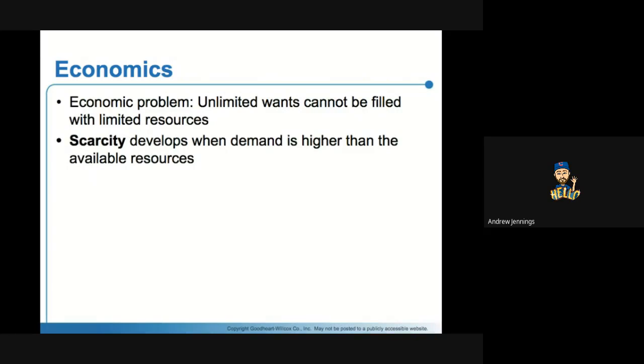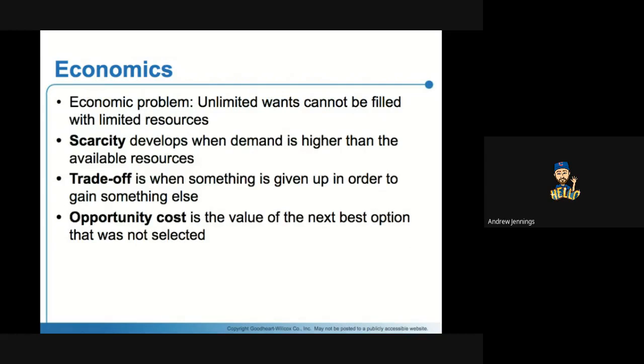So with scarcity come two different things, a trade-off and an opportunity cost. A trade-off is when something is given up in order to gain something else. And an opportunity cost is the value of that next best option that was not selected. Now you may be saying, well, that's super confusing, Mr. Jennings. Well, let me break it down in a fairly easy example for you.